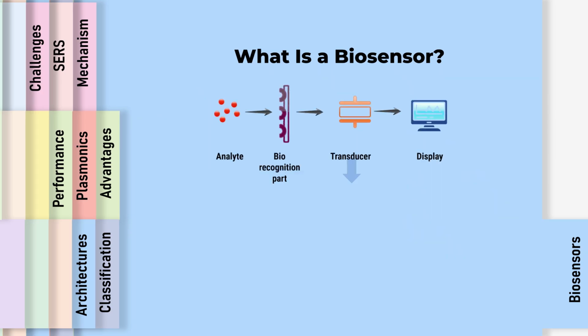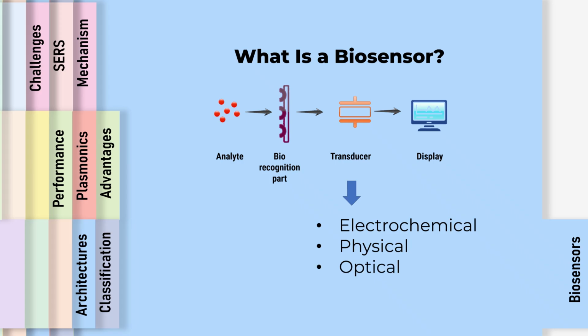Every biosensor has 3 main components: a bioreceptor, which specifically interacts with the analyte, a transducer, which converts that interaction into a measurable signal, and an electronic circuit or display, which processes and shows the result. Based on the type of transducer, biosensors are classified as electrochemical, physical, or optical. Today, we focus on optical biosensors.